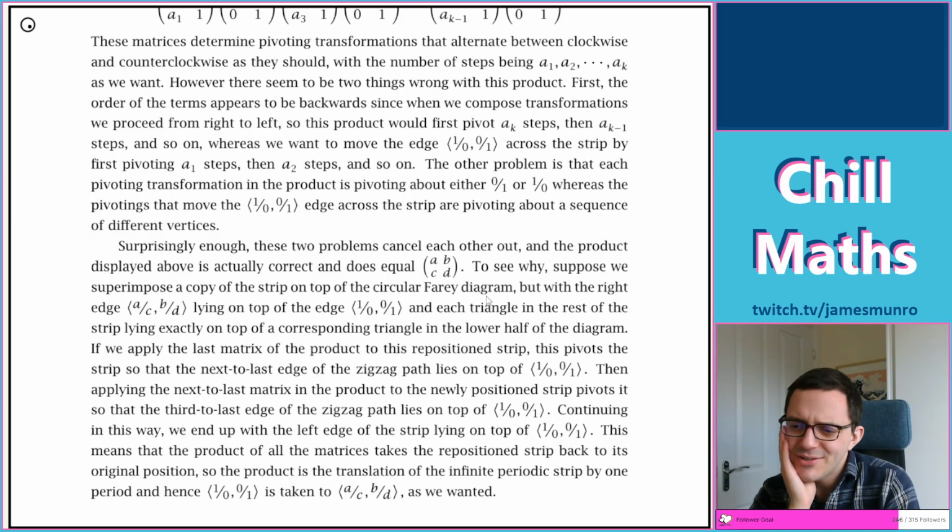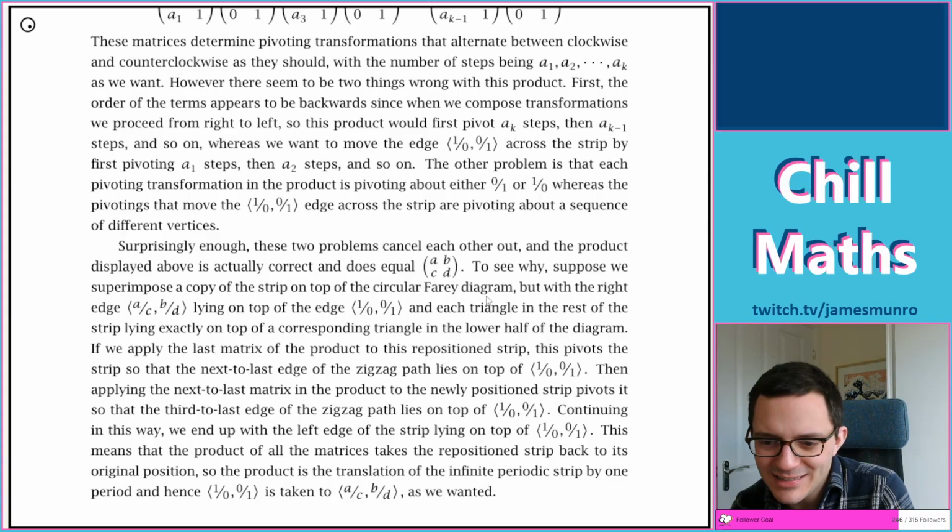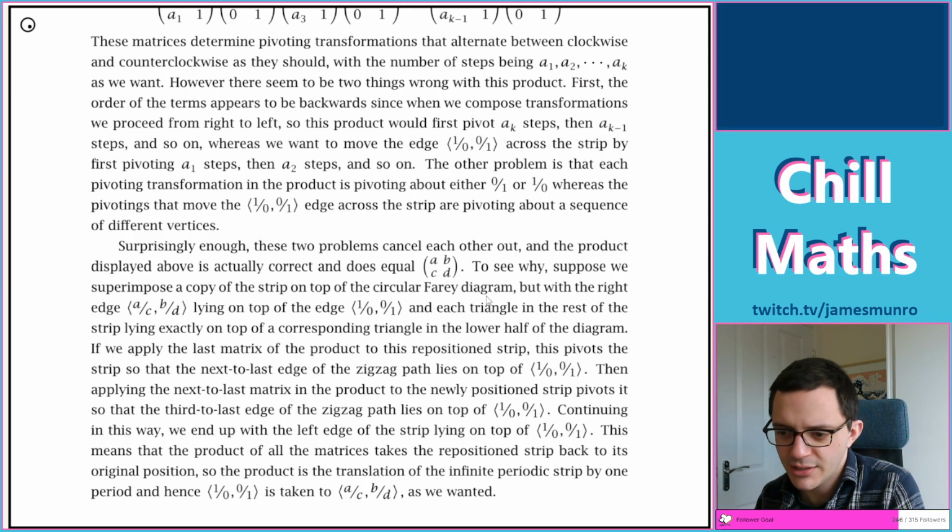Oh my goodness, what? And each triangle lying exactly on top of the corresponding triangle in the lower half of the diagram. What? If we apply the last matrix of the product to this repositioned strip, this pivots the strip so that the next to last edge of the zigzag path lies on top of 1, 0, 0, 1.